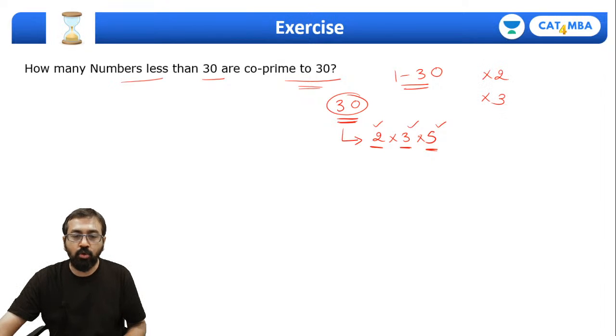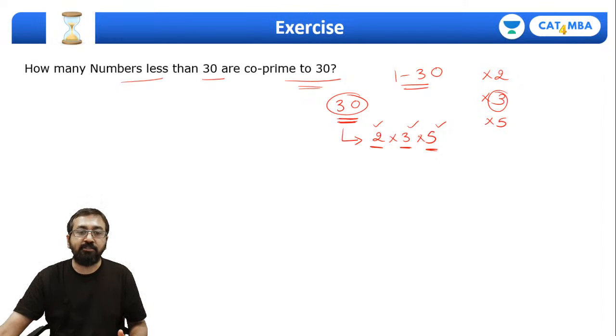I need to exclude all the multiples of 3 and I need to exclude all the multiples of 5. If I take any even number, of course it can't be co-prime to 30. Or if I take any multiple of 3, it can't be co-prime to 30. Or if I take any multiple of 5, it can't be co-prime to 30, right? So how can we do it?